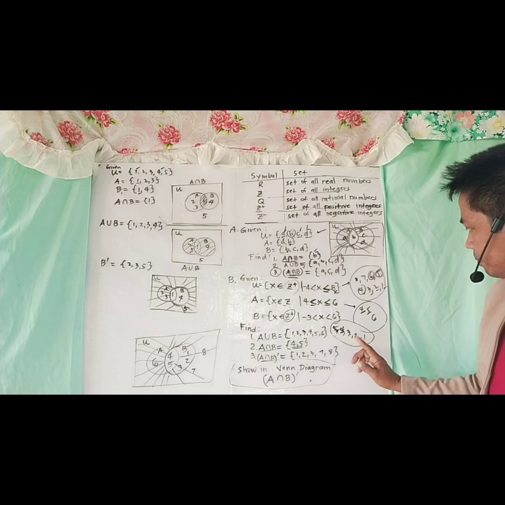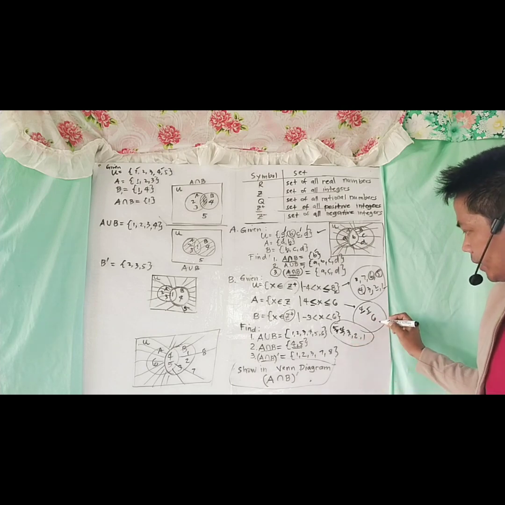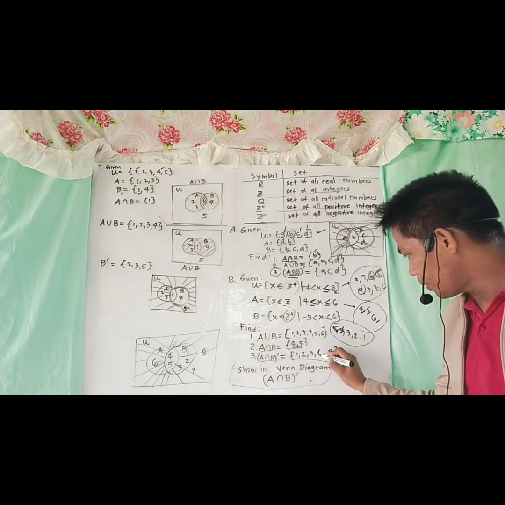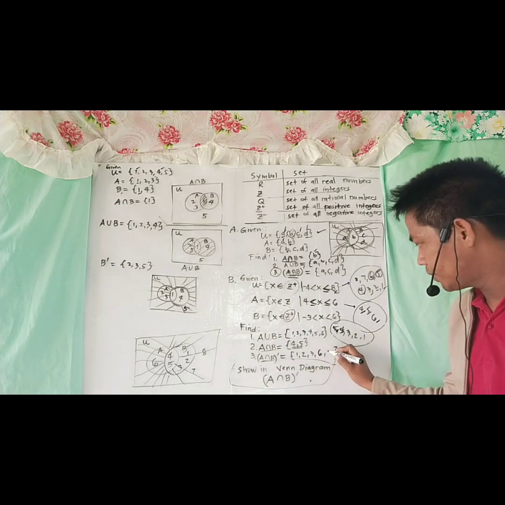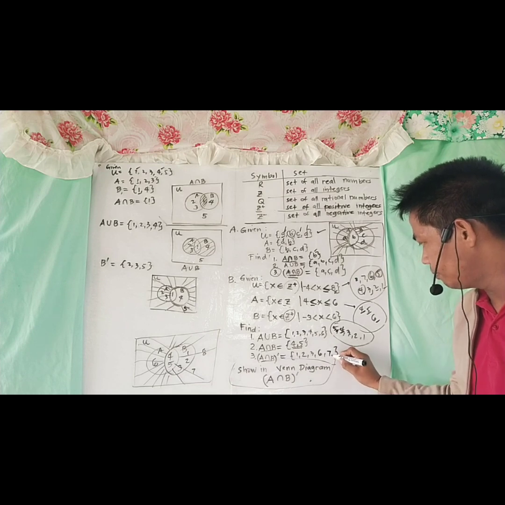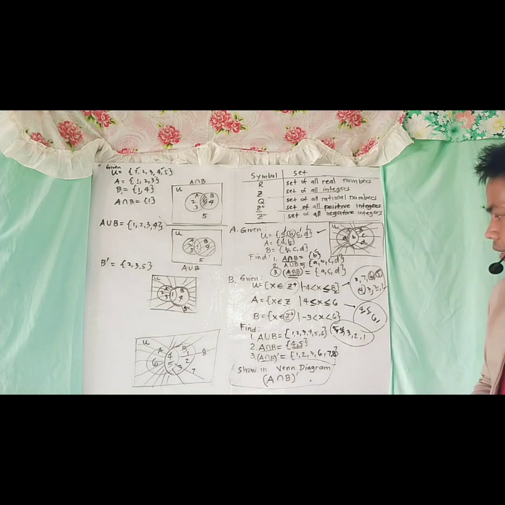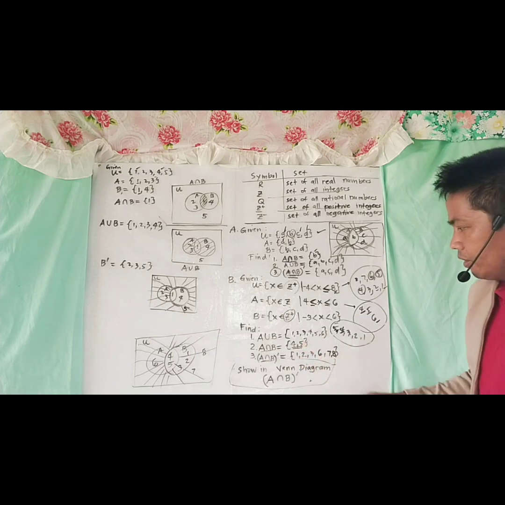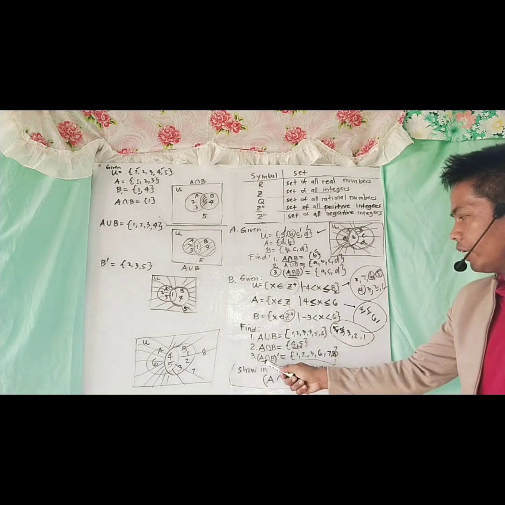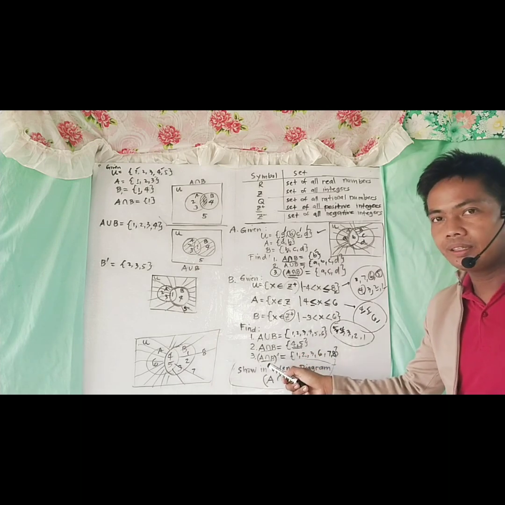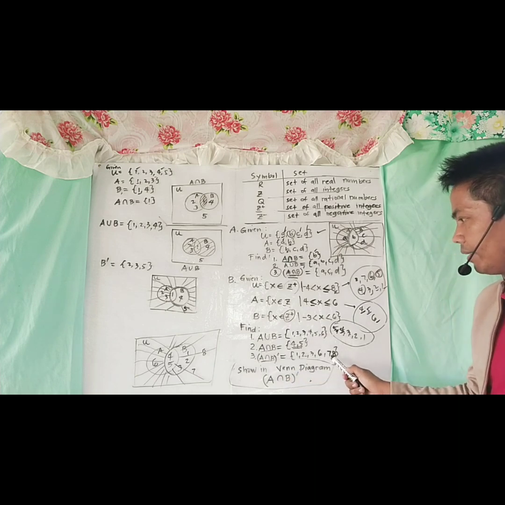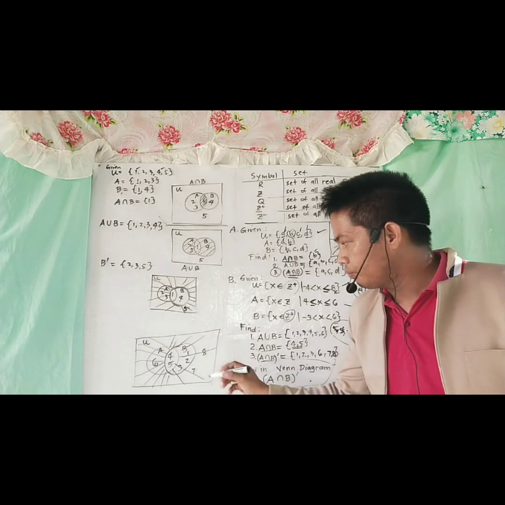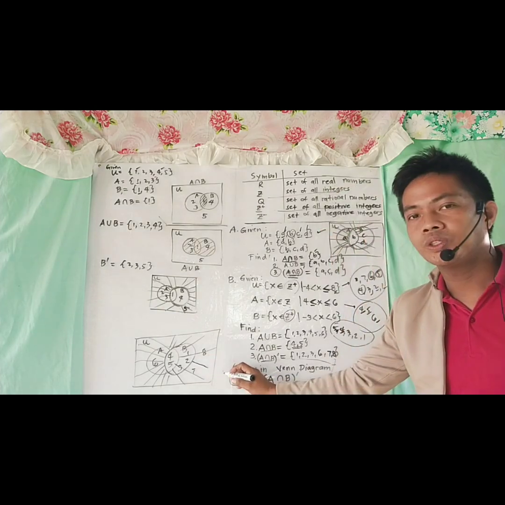By the way, we forgot the 6 here. There must be a 6. 1, 2, 3, 6, 7, and then we have 8. That is okay. 1, 2, 3, 4, 5, 6, 7, 8. The correct answer for the complement of A intersection B is 1, 2, 3, 6, 7, 8. This is now the answer for this question.